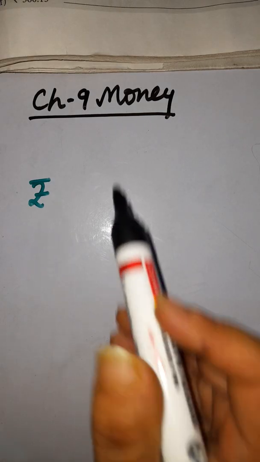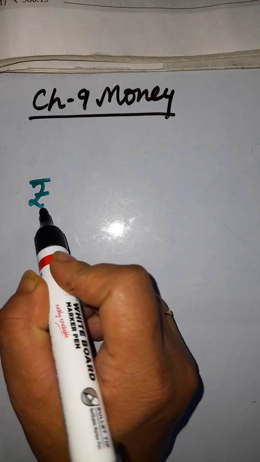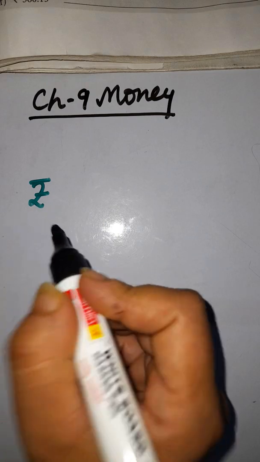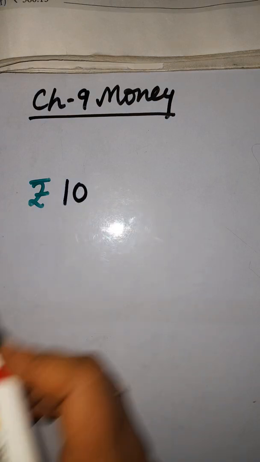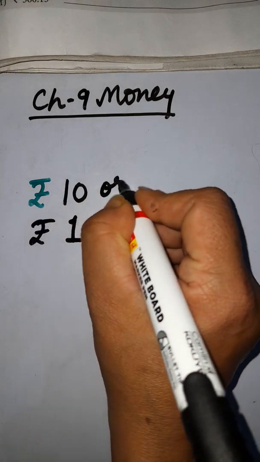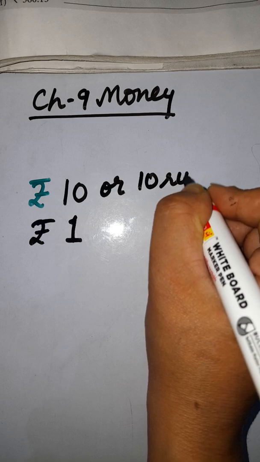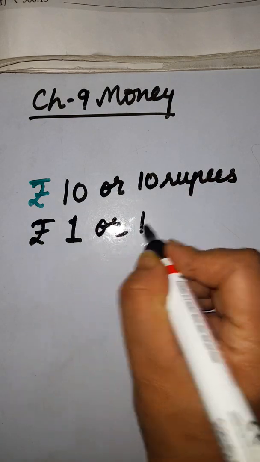First we will write the chapter's name here, then we will solve the exercises or examples. So our chapter is 9, money. The symbol of rupees is like this, and if we write rupees 10, so rupees 10 and the rest, this is rupees 1, or we can write it as 10 rupees and here 1 rupee.